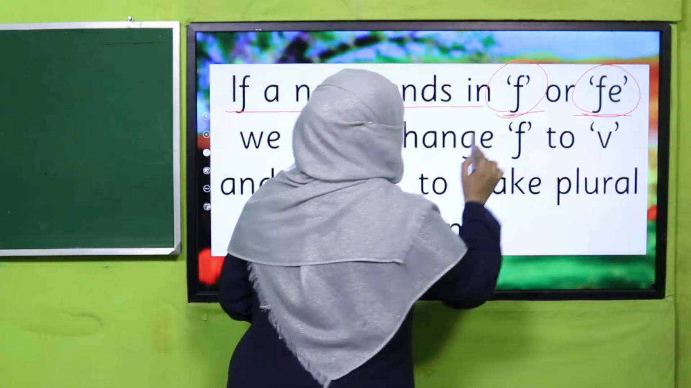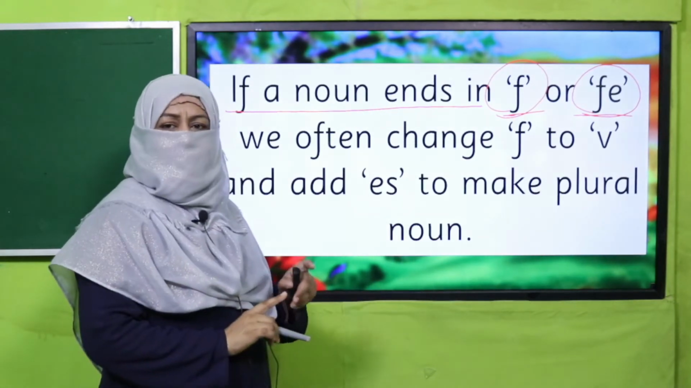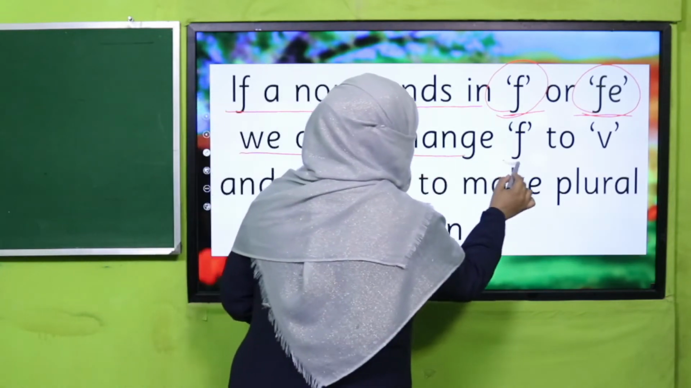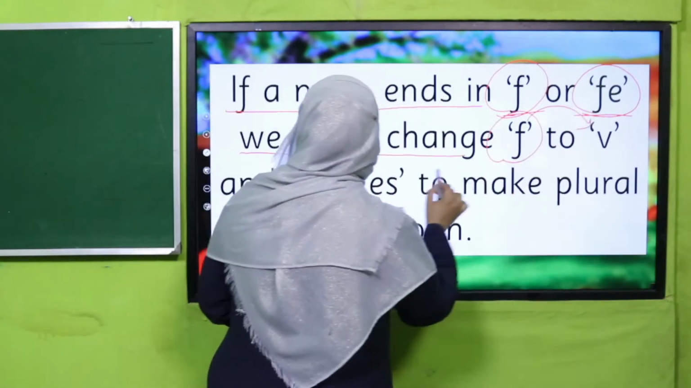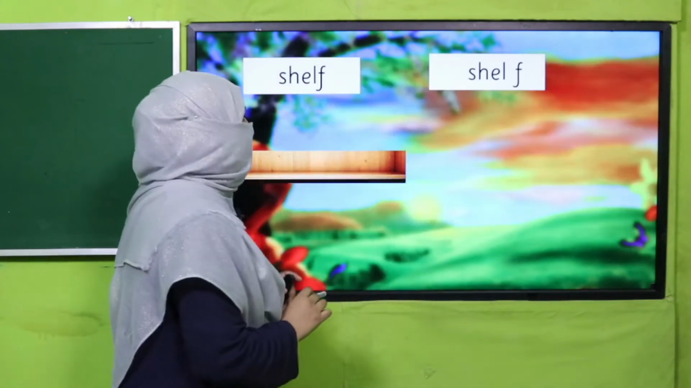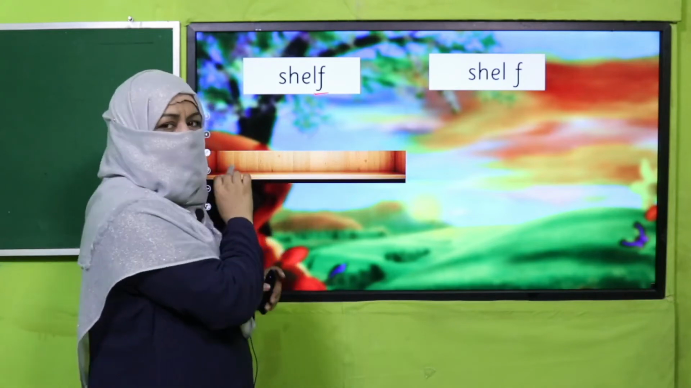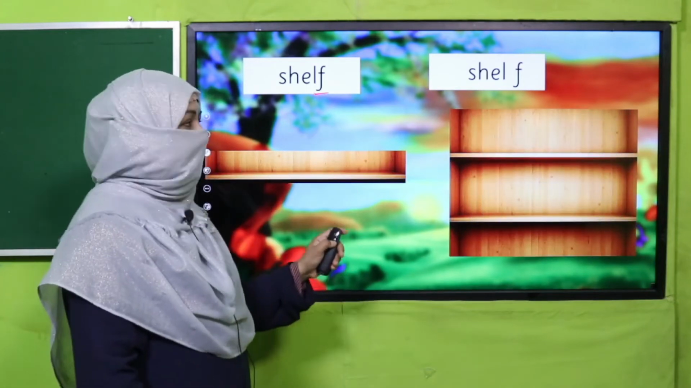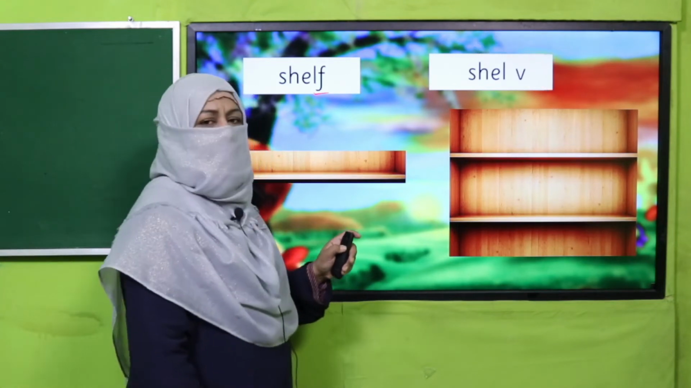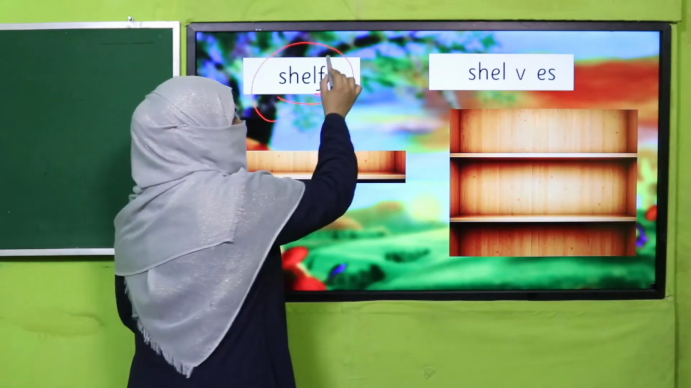So you have a noun and it's ending on F or FE. So the rule applies for irregular nouns. We often change this F to V and we add ES to make its plural noun. For example, shelf. Now it's ending on F. So what we have to do, if it's more than one, we replace this F and we write V and add ES, shelves. Shelf, shelves.